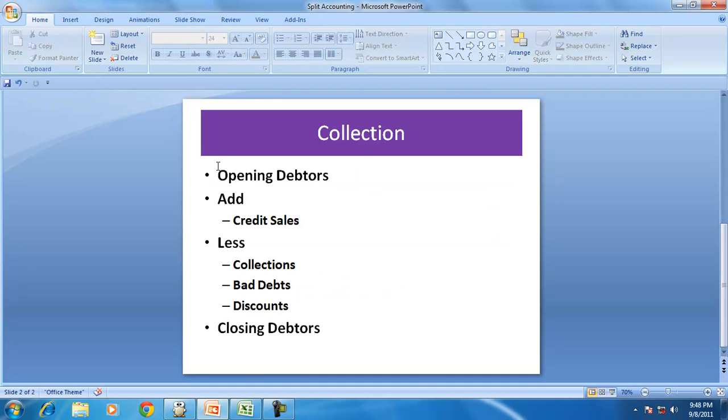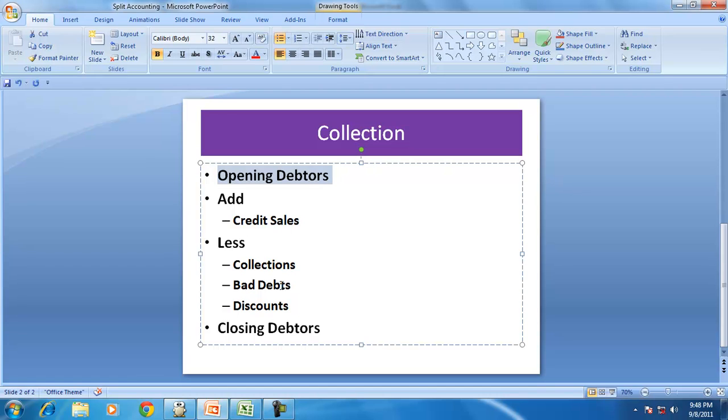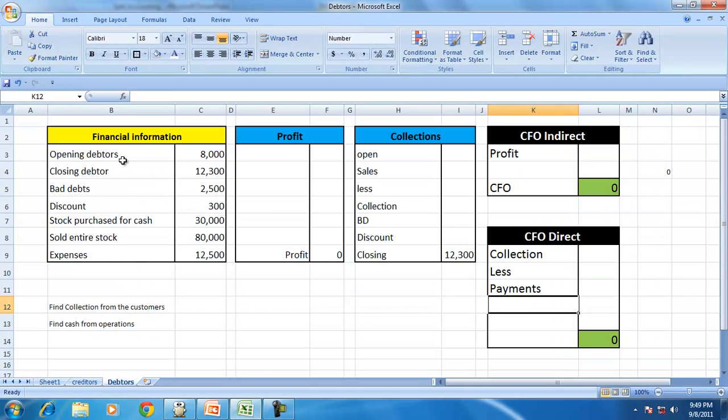Collection from debtors can be calculated by understanding the relationship between the opening debtors and the closing debtors. Opening debtors, add credit sales, less collections, less bad debts, less discount will give you the closing debtors. So therefore, collection is equal to opening debtors plus credit sales minus the bad debts minus the discount and minus the closing debtors. Let us take a small example for that.